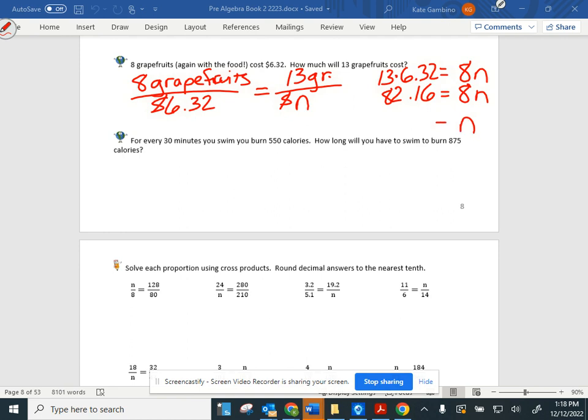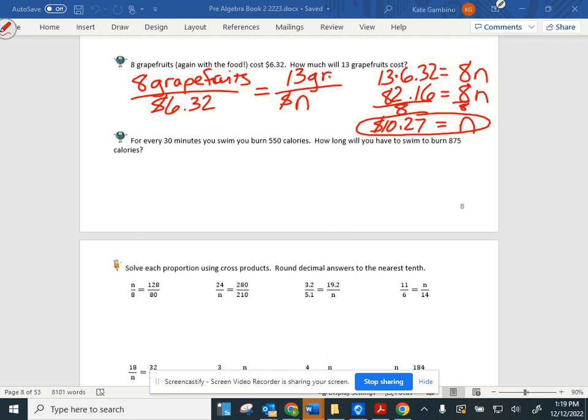How do I find N? Emmeline. Divide by 8, which gets you 10.27. I divide by 8 to get N by itself, and that gets me $10.27. So if it is money, we're going to go to the hundredth place because you round it to the nearest cent. So you'll go to the hundredths if it's money. Okay. So if it's money, go to your hundredth.